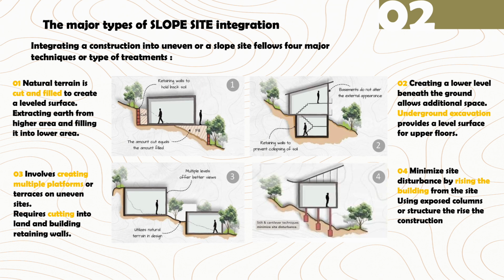Integrating a construction into uneven or slope sites follows 4 major techniques. 1. Cut and fill to create a leveled surface. 2. Insertion into the ground, by creating a lower level beneath the ground. 3. Creating multiple platforms, by cutting into land, and building retaining walls. 4. Raising the building from the site, by using pillars.